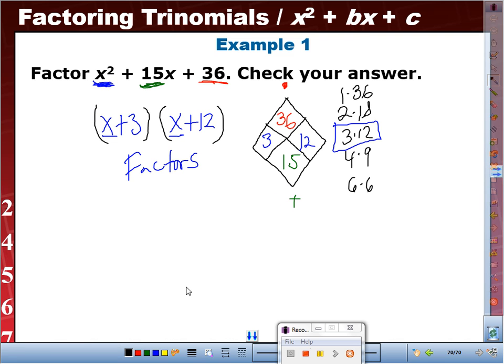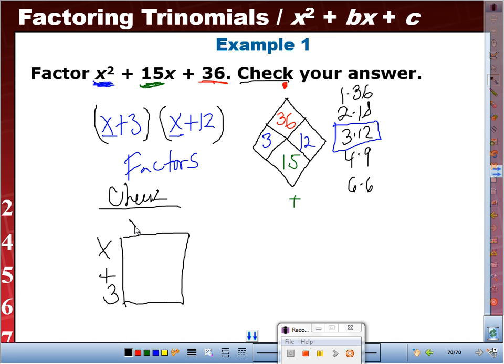Now, are we done? No. What's our last thing? Check. So I want you to write check. And this should be the easy part because I showed you this at the beginning of the year. Check this out. Look up. This is how we check. What is that? Area model.